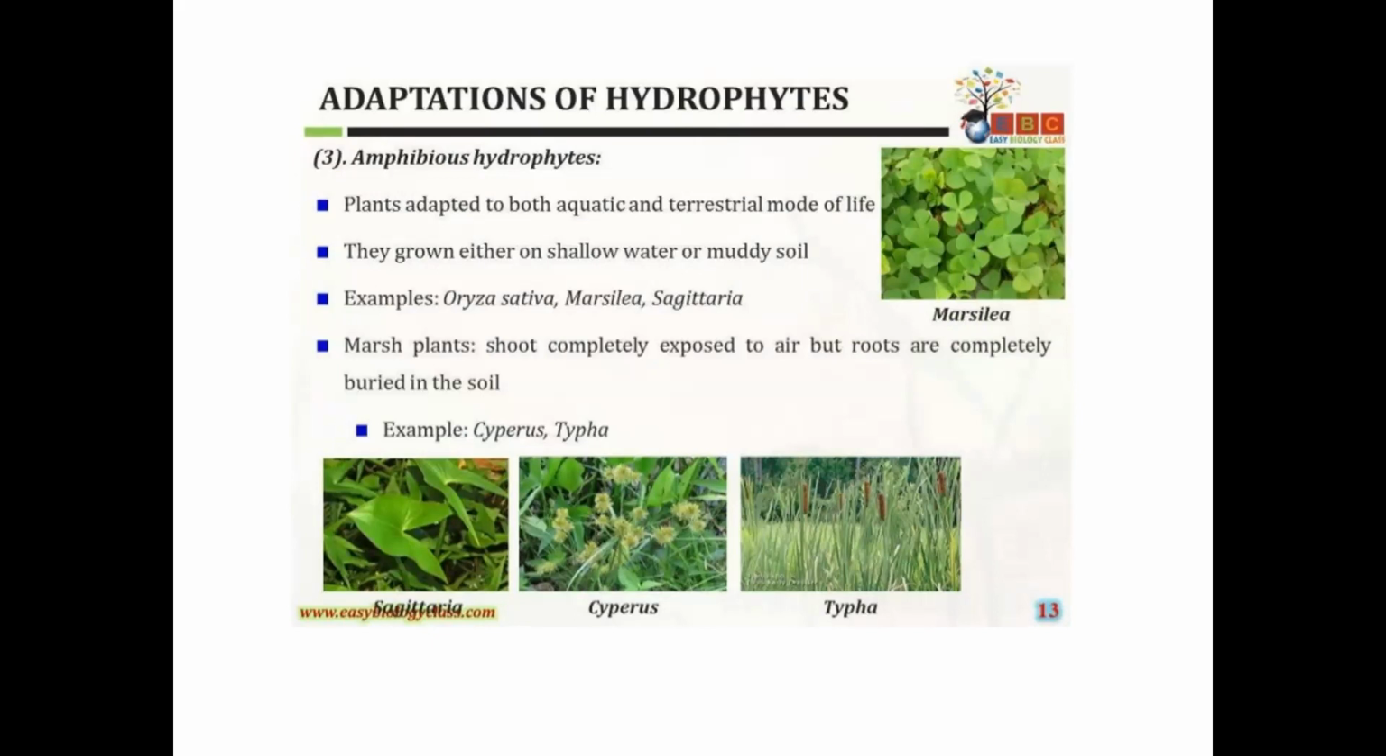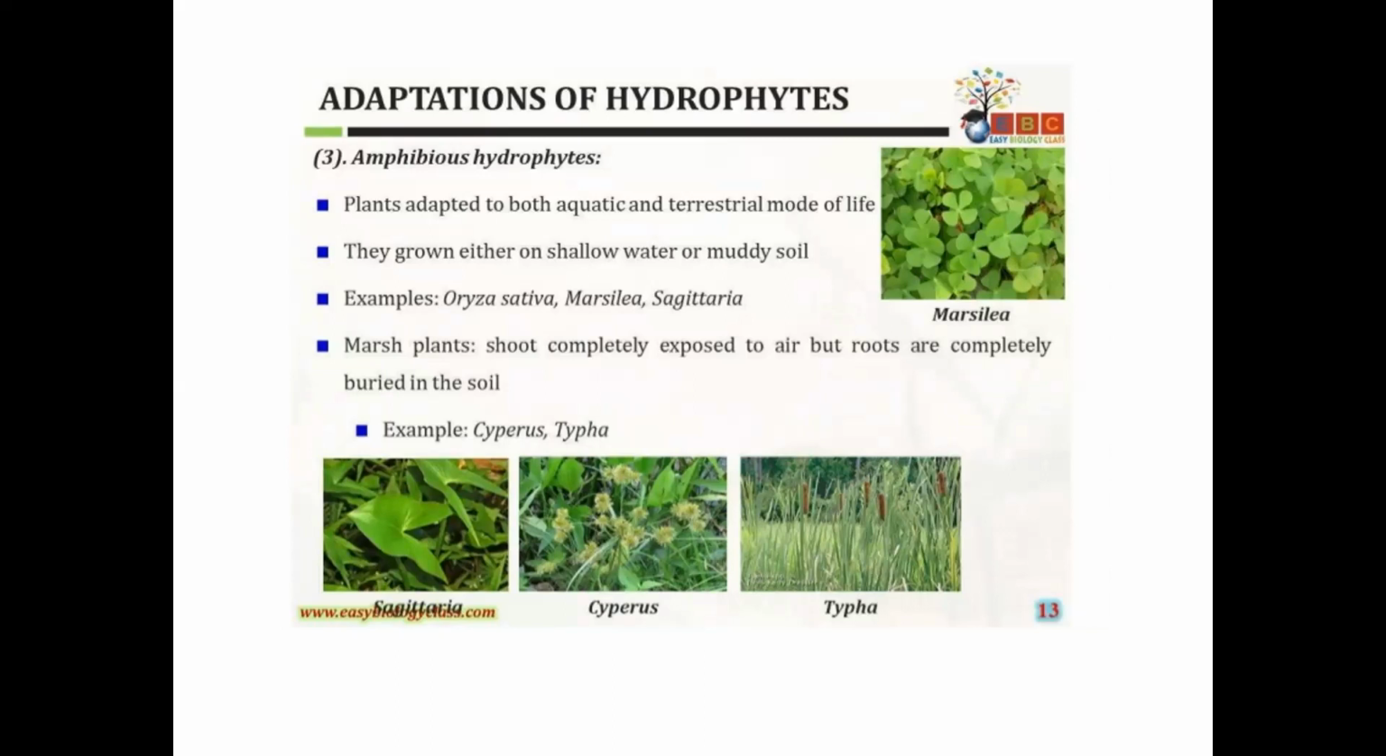They grow either in shallow water or muddy soil. Generally they grow in shallow water, on the surface near the water body. Examples for this are Oryza sativa, Marsilea, and Sagittaria. These are the examples for amphibious hydrophytes.